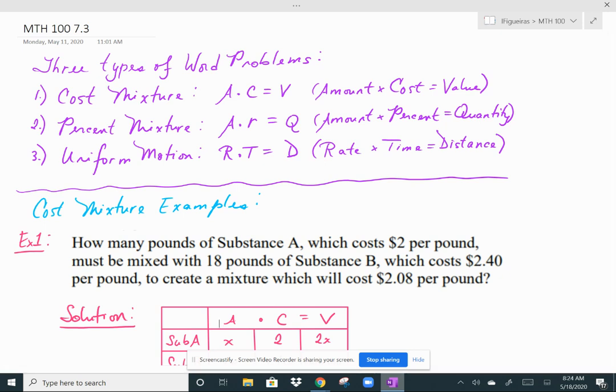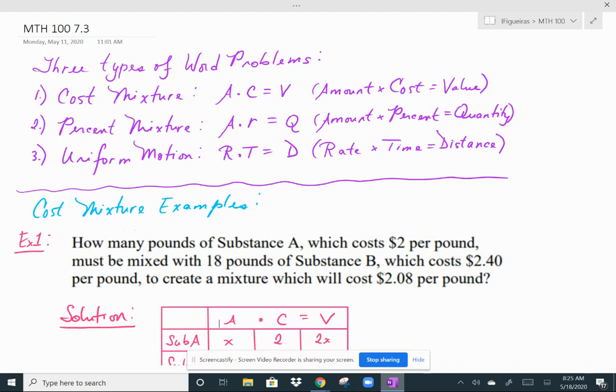Hi, in this lesson, we're going to use linear equations to solve word problems. And there'll be three types. First type is called a cost mixture word problem. The formula that we'll use there is amount times cost equals value. The second type are called percent mixture word problems. That's amount times percent equals quantity. And the third type are called uniform motion word problems. That is rate times time equals distance.